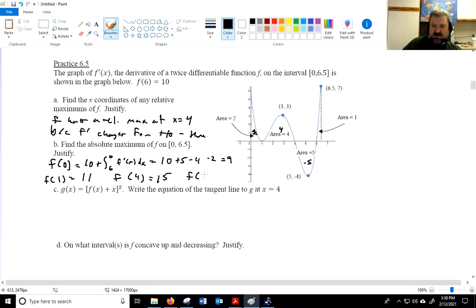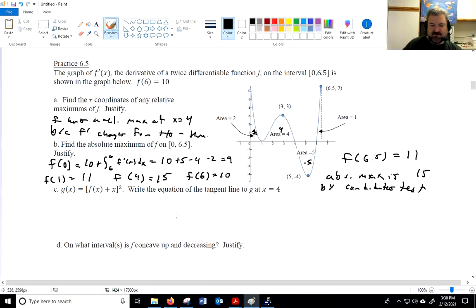And next we need f of 6. That's a critical number. Oh, you know what? I gave you f of 6, though. f of 6 is simply 10. Okay, that's fine. But we're going all the way to f of 6.5. Let me come over and do that. f of 6.5, well, that's going to be 10 plus this area here, so that's going to be 11. So the absolute max, and they ask what it is, so it is 15. It happens at 4, but it is 15. And we know this by the candidates test and a little bit of the fundamental theorem, right?